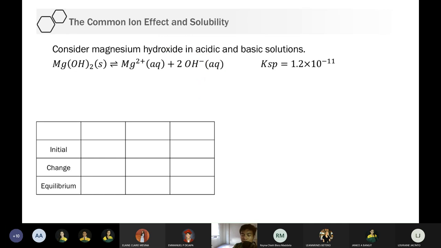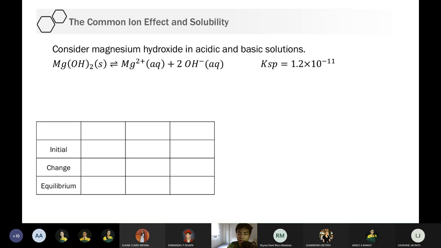However, in the presence of base, kunwari may sodium hydroxide ka, this is common ion effect. So kapag sa basic solution yan, nilagay mo yung magnesium hydroxide, magiging less soluble to because of the common ion effect. Okay, tumataas yung OH mo. Tumataas yan, so that means the equilibrium will be shifted to the left. So, this will be less soluble in basic solutions.